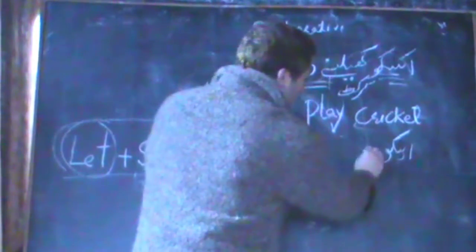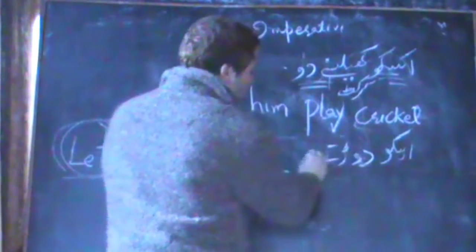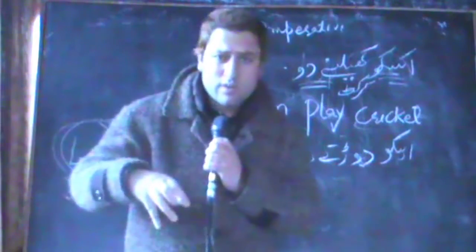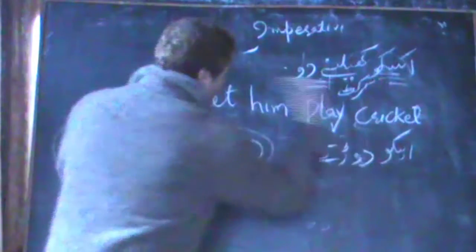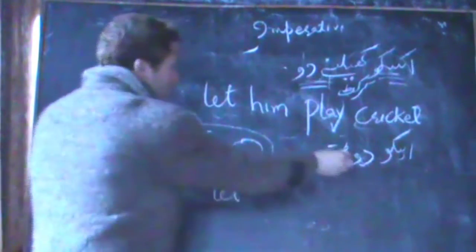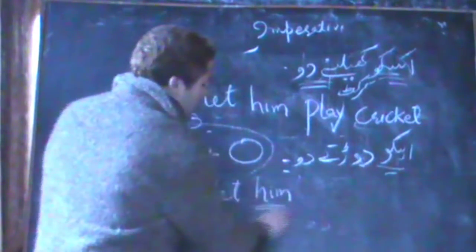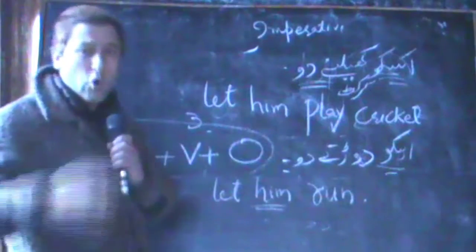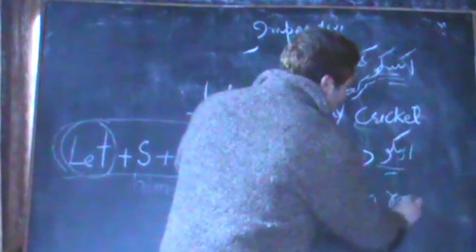One more example is this: usko दौड़ने दो. It's easy now. We can see it without looking at the formula. You can say let, because the subject is him. Let him run. Or if you have a race, you can say let him run a race. Let him run a race. Very good.